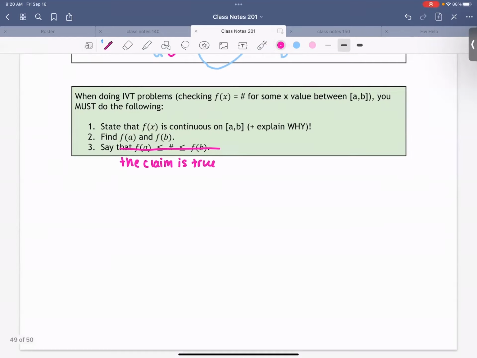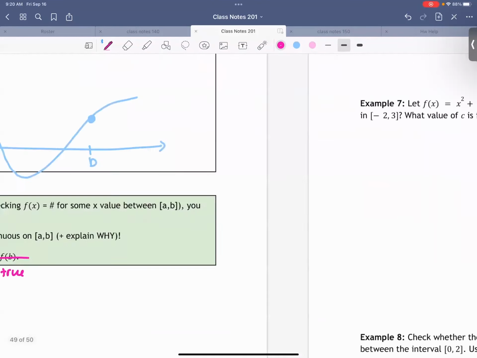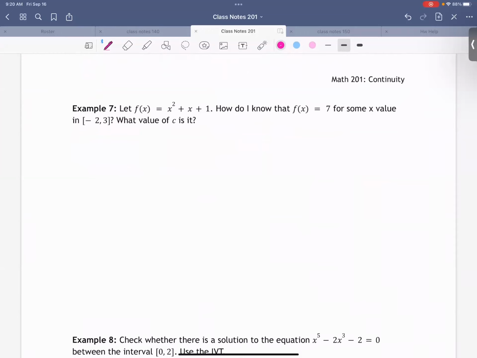All right, let's do an example. We have this function, x squared plus x plus 1. It's asking, how do I know that my function equals 7 for some x value in between -2 and 3? If you want a picture of this, I have my function, I don't know what it looks like. I got -2 here, I've got 3 here, and maybe I know that 7's here. How do I know that between -2 and 3, my function takes on the y value 7? This is what this question is asking.